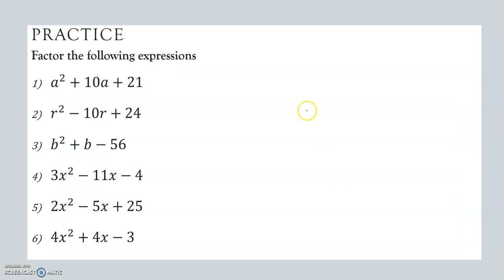Now let's practice. They want us to factor the following expressions. I will do questions 1 and 4 for you, and then I will expect you to try the rest on your own. So number 1, we have our a term is 1. Our b term is 10. Our c term is 21.